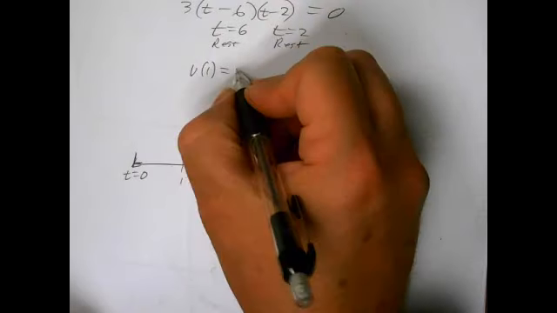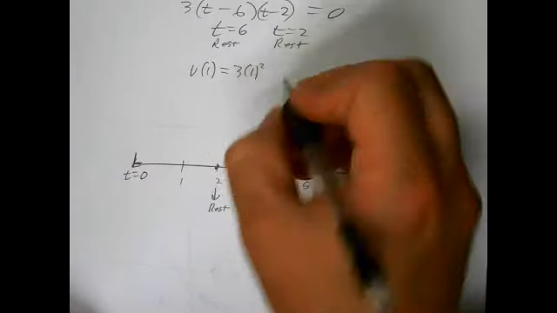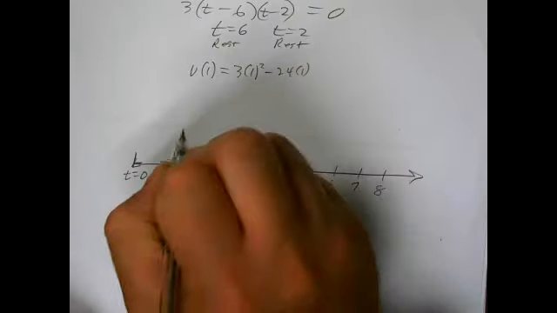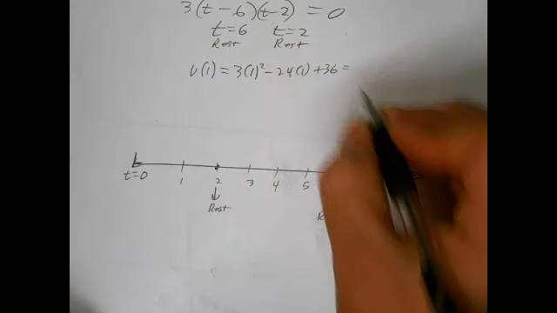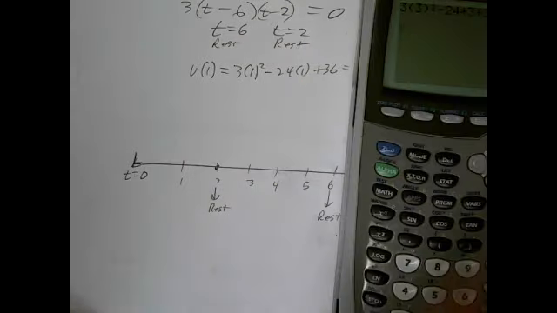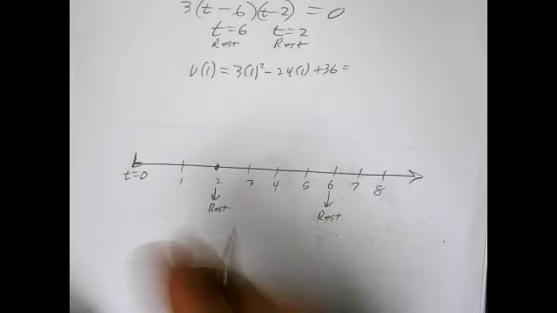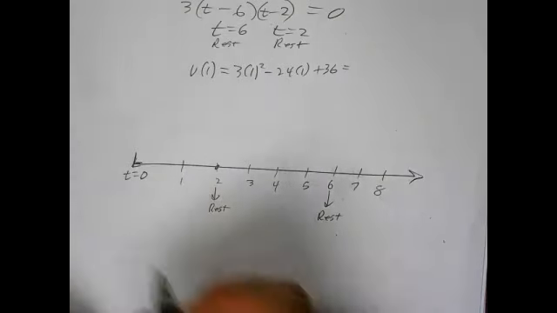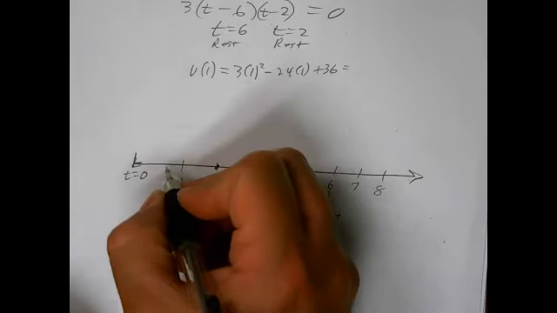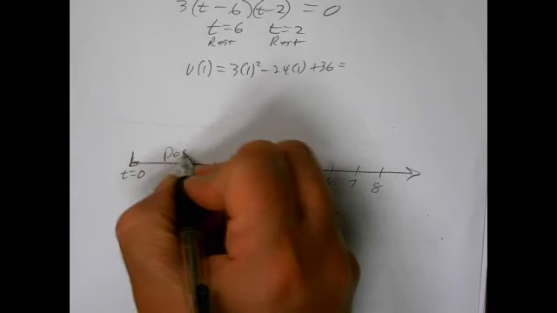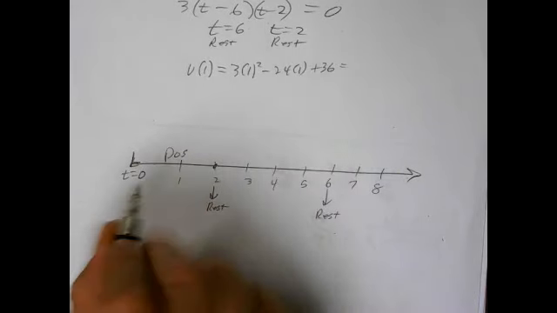Velocity at time 1 is going to be 3 times 1 squared minus 24 times 1 plus 36, which is 3 times 1 squared, which is going to be a 3, of course, minus 24 times 1, and that part's going to be 24, plus 36, and that's 15. The 15 isn't the big deal. 15 just means it's moving in a positive direction, which means forwards.